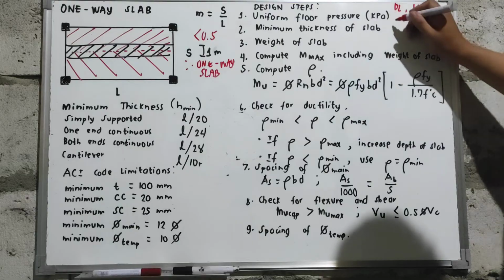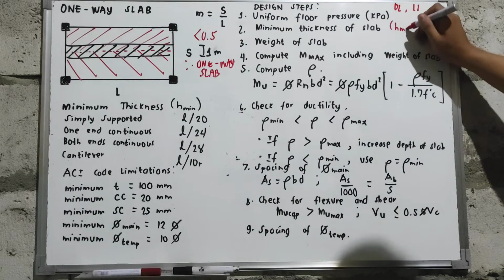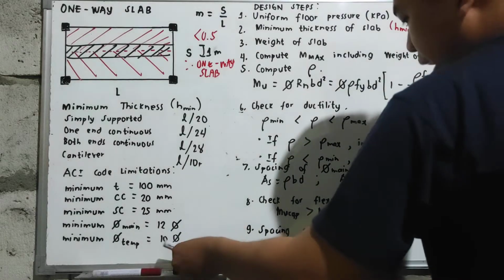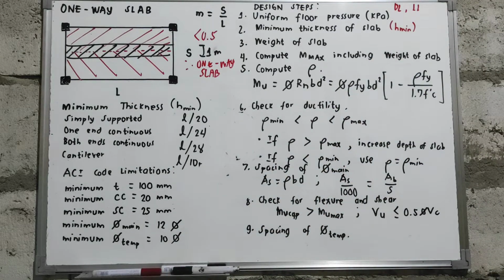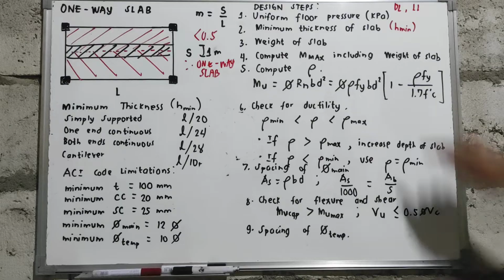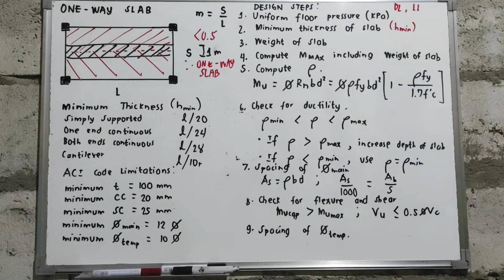And then, kunin natin yung thickness ng slab natin. That is yung h minimum natin. So, usually, since minimum yan, yung mga thickness ng slabs natin, always round up yan to the nearest tens. So, basta't yung mga values natin, hindi dapat siya bababa dun sa h minimum.